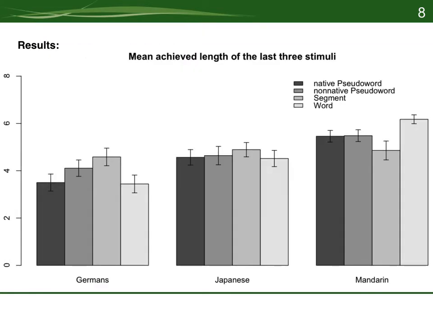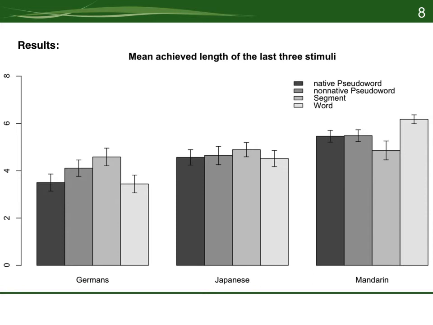The mean achieved length of the last 3 stimuli was extracted for each condition and participant to analyze participants' language- and condition-dependent memory capacity of the respective contrast. The full MER model with mean achieved length as dependent measure, language group and condition as fixed factors, and participant as a random factor showed a significant interaction, overall p-values less than 0.001.